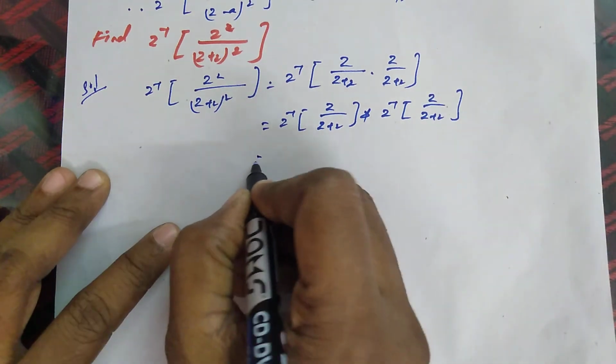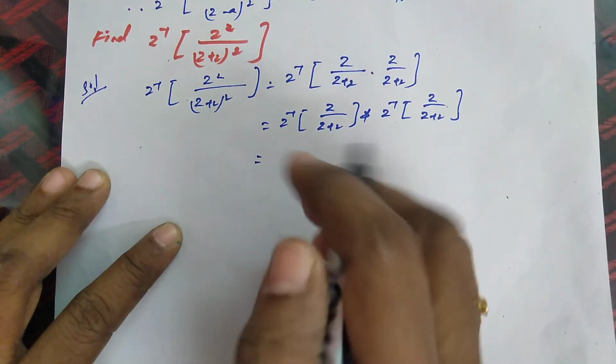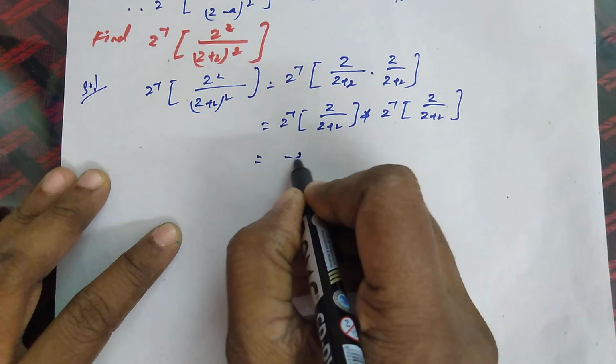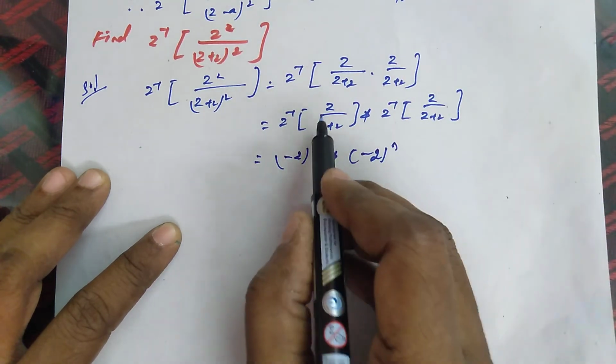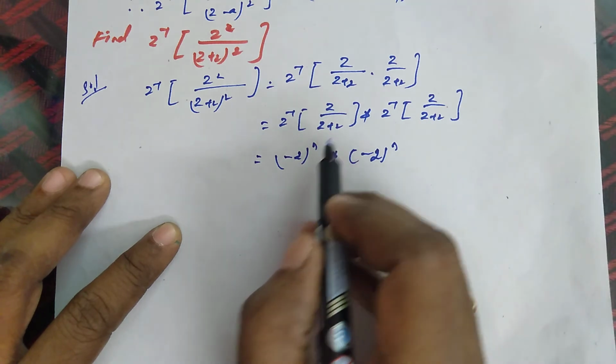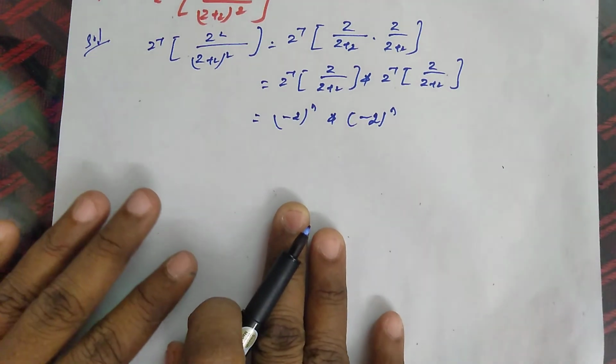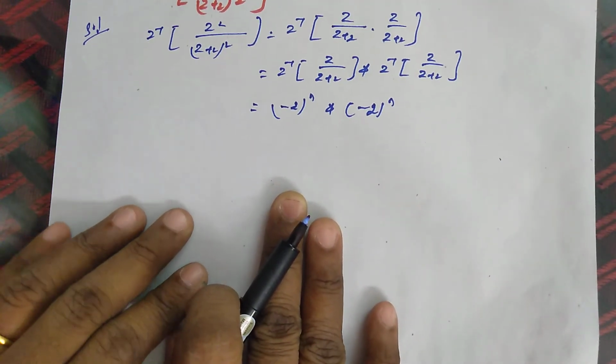Okay, now this is of the form f of n star g of n, that is z inverse of z by (z minus a). Here we have plus 2. So what is the answer? Answer is minus 2 power n star minus 2 power n, because the result is z by (z minus a). So here we are getting plus 2, so that is why we are writing minus 2 power n.